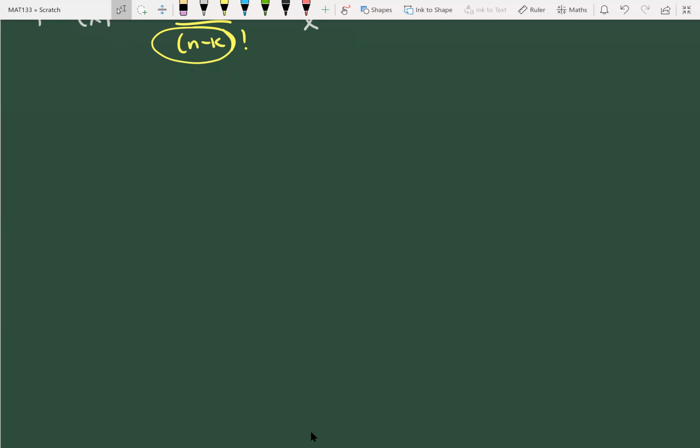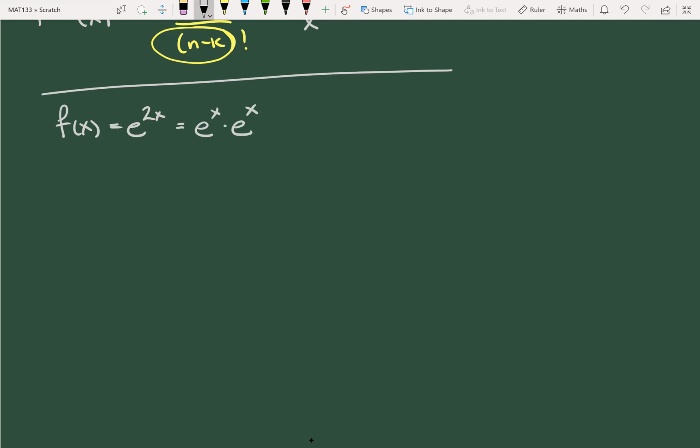Now, for those of you who know the chain rule already, you can, of course, just eyeball this and you know what the derivative is. But because we haven't technically done the chain rule, I'm going to differentiate this by writing it as e to the x times e to the x. Remember, when you have the same base, you add the exponents. So this is one way that we can write this so that we can apply the product rule.